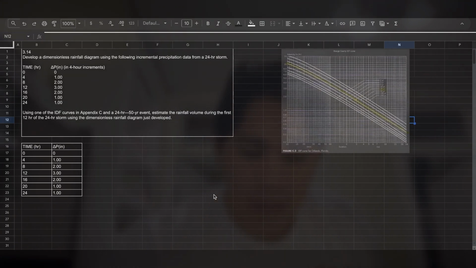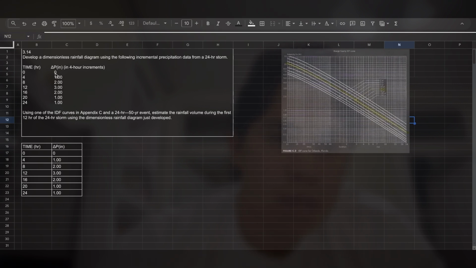Now, next problem, 3.14. It says develop a dimensionless rainfall diagram using the following incremental precipitation data from a 24-hour storm. So we're given the values for every 4 hours, and these are the increments. This is not cumulative here.